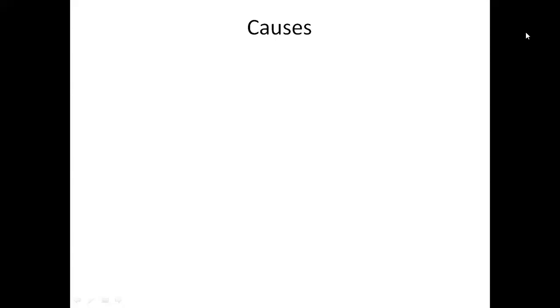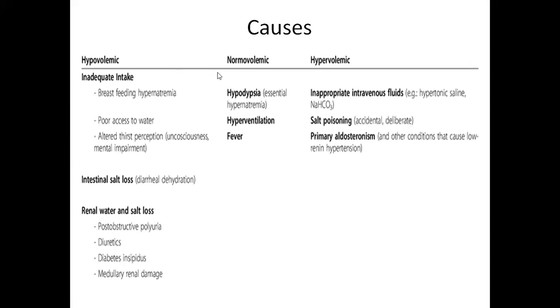You need to see the proportion with the water: whether it is a water loss, a sodium excess, or disproportionately both are in excess. That is what you need to think. You need to classify them into hypovolemic, normovolemic, and hypervolemic. Whatever causes you are telling are hypovolemic: GI losses and renal losses, where only the water is lost and the sodium loss is very little. That's why you get hypernatremia. In normovolemic, with causes like hyperventilation and fever, water is lost and sodium is retained, so they will have hypernatremia.